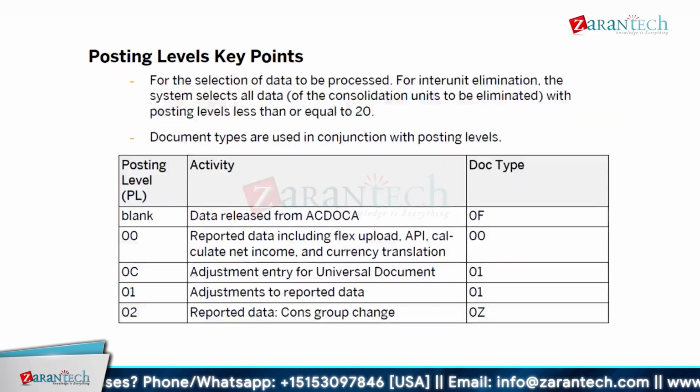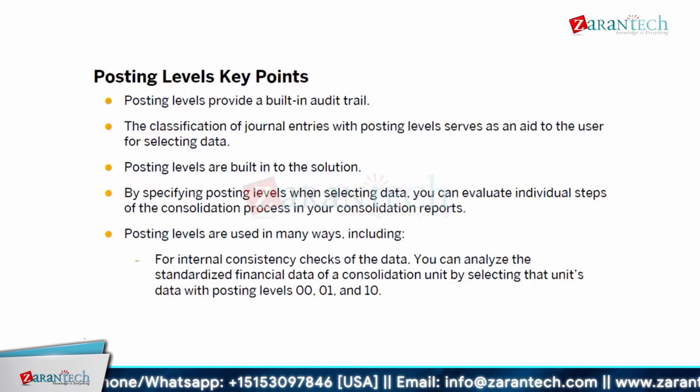In every document type, we have a posting level. What does that posting level identify? Posting level provides a built-in audit trail. That means, for example, in elimination or any activity, I may have 10 different document types, but all will have one posting level. That is how we identify for any auditing purpose. If I wanted to see the elimination data, take this posting level. That's how the system also differentiates it.